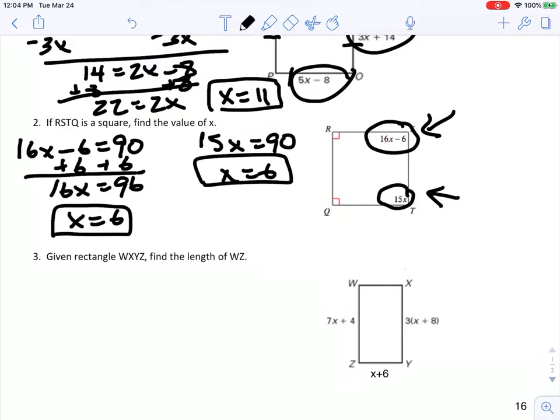The other way you can do it is set these equal to each other, because since they're both equal to 90, they have to be the same. And if you solve it, you will get the exact same answer, x equals 6. So either one of those are fine.